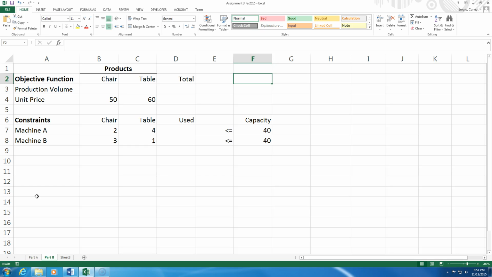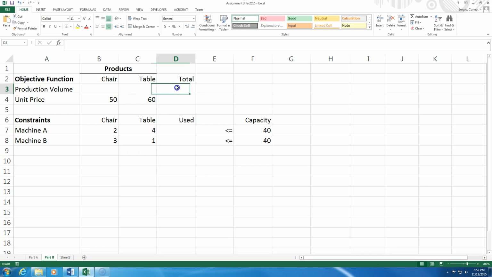Okay, so when you open the Excel sheet and click on the Part B tab, you will see this Excel sheet. Here we have two products, chair and table. Okay, so the company makes chairs and tables. The unit price for a chair is $50. And for a table, it's $60. Okay. We have to decide how many of these chairs and tables we should make, okay, to maximize our profits.